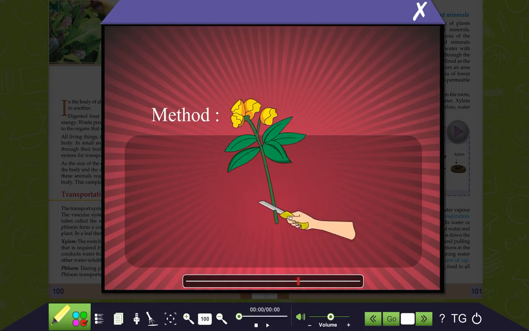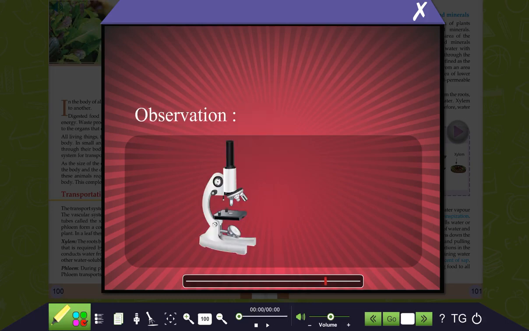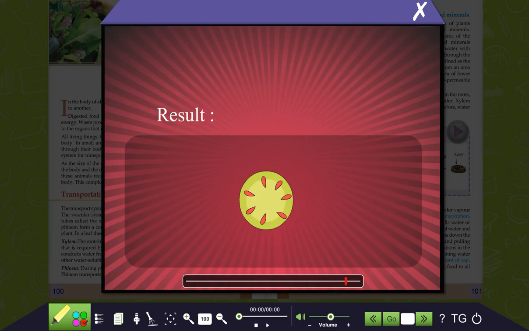3. Now cut a thin slice from the stem of the branch and observe it under a microscope. Observation: we can see only xylem cells stained with red color. Result: this shows that xylem transports water and minerals from roots.